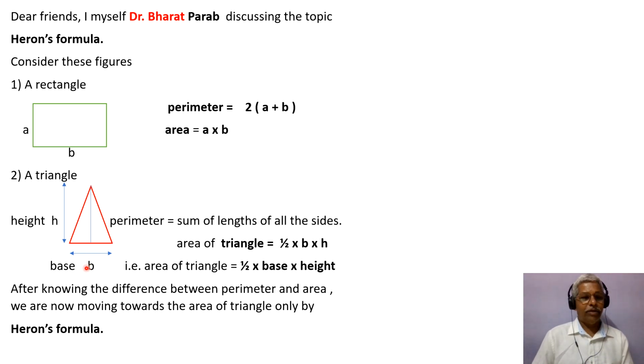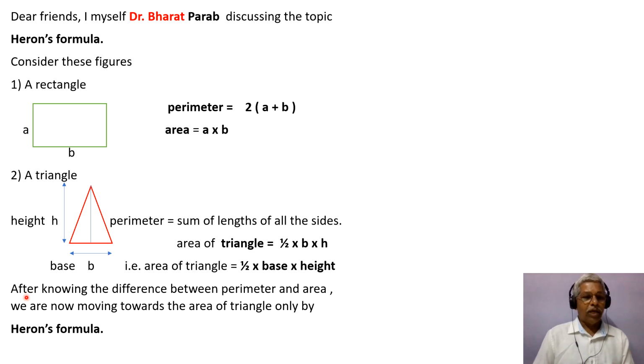Second one, triangle. This is a triangle. This is base from here to here, and this is height, here h. So the perimeter equals sum of lengths of all sides. And area of triangle is half into base into height. Base into height, multiplied by 1 upon 2. That is, area of triangle equals half into base into height.